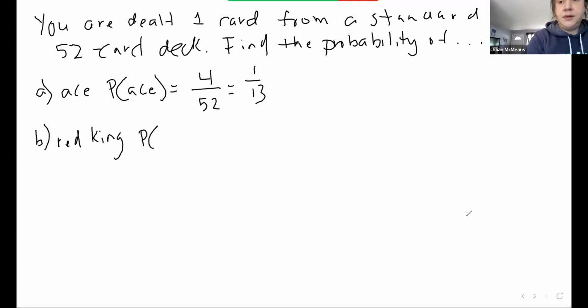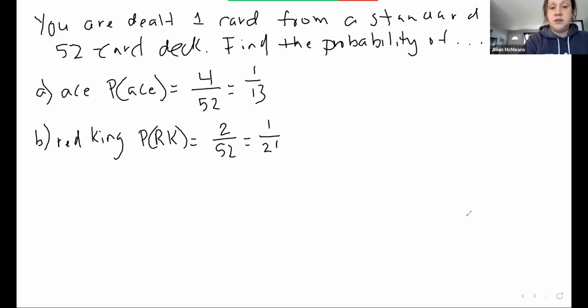So I want the probability of a red king. You've got to find some way to denote this. I'm going to do RK for red king. Now there are 4 kings in a deck. There's a king of hearts, a king of clubs, a king of diamonds, and a king of spades. Only 2 of those are red. So 2 out of 52 cards would be a red king. So that's going to be 1 out of 26 cards is a red king. Okay. Let's see what's next.